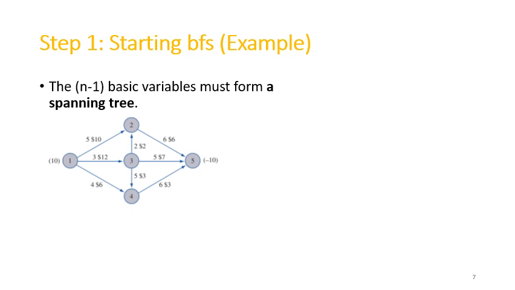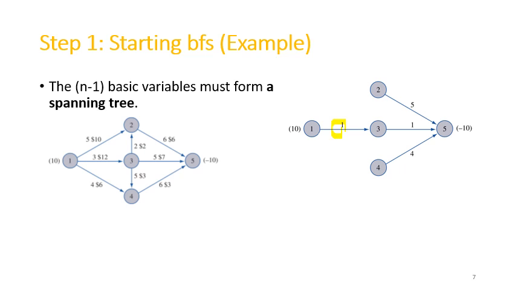So let's take a look at the example that we have earlier. Now we try to find a basic feasible solution for this example. So suppose this is a basic feasible solution. Let's check all the requirements that we have. This solution has n minus 1 basic variables: x13, x35, x25, x45. And then let's check the values.